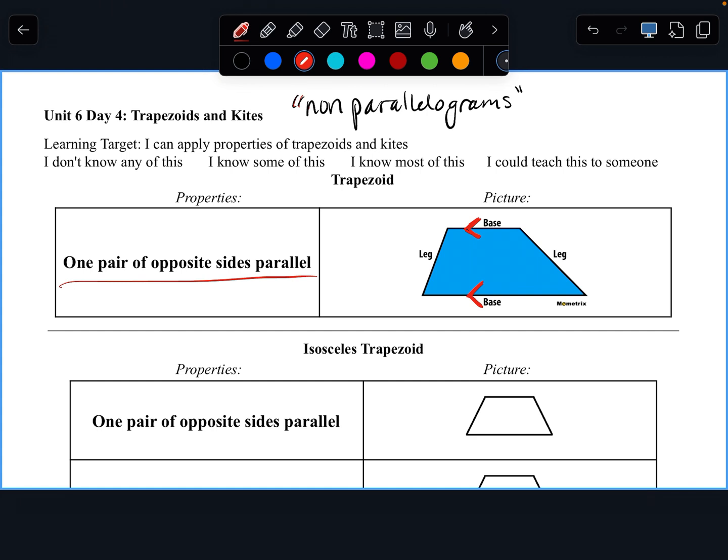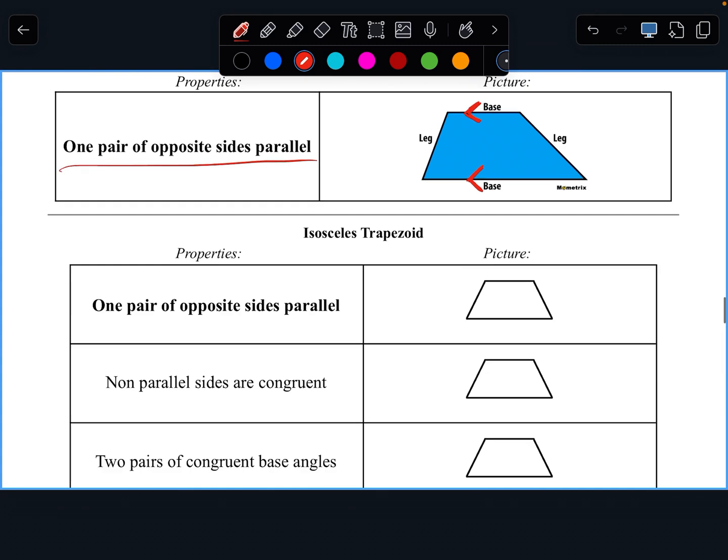Trapezoids are what I use more in calculus, trapezoids and rectangles, as far as when we get to area of them. So they're used a lot more in ACT than the other shapes, just so you know.